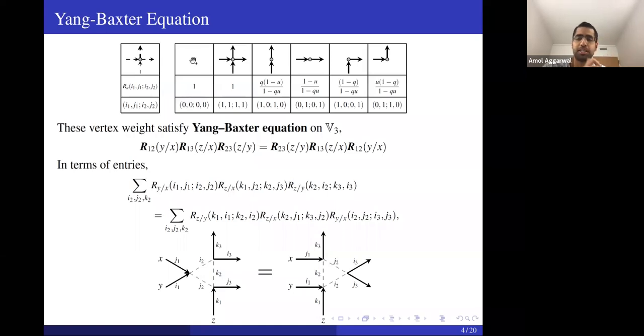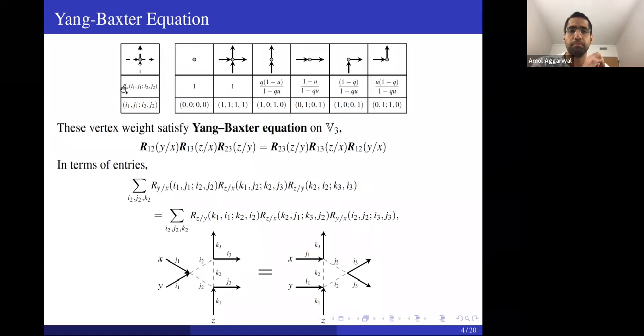There's the empty vertex, which has weight 1. The full vertex has weight 1. The double vertical has weight q times (1 minus u) over (1 minus qu), where u and q are two parameters. The double horizontal has weight (1 minus u) over (1 minus qu), and the two corners have their weights.